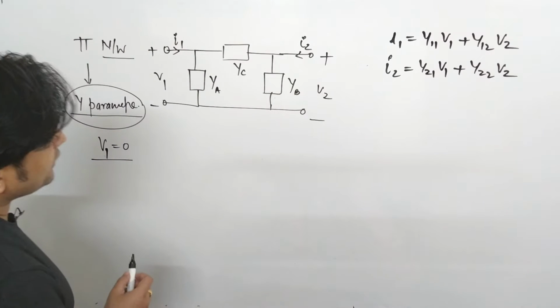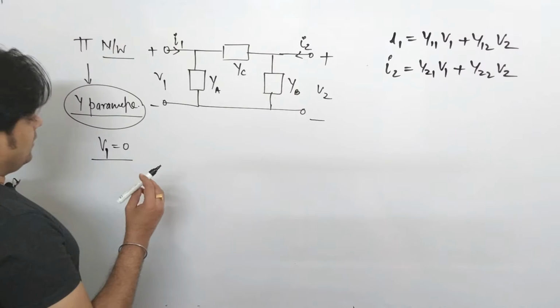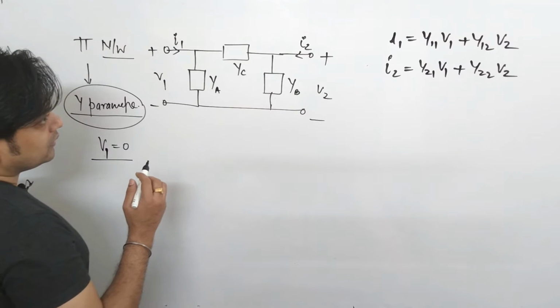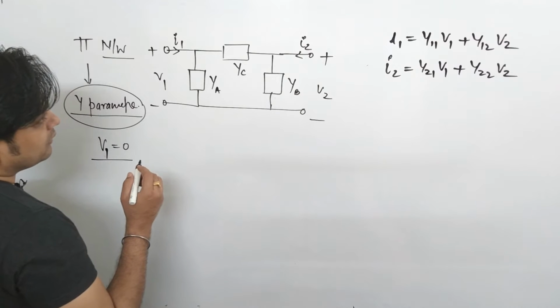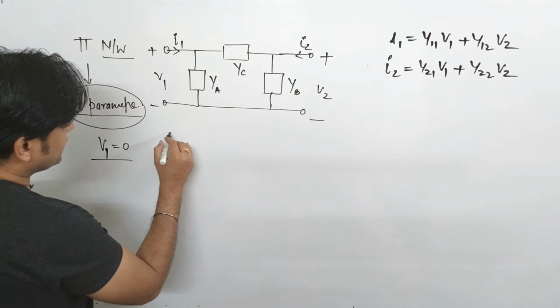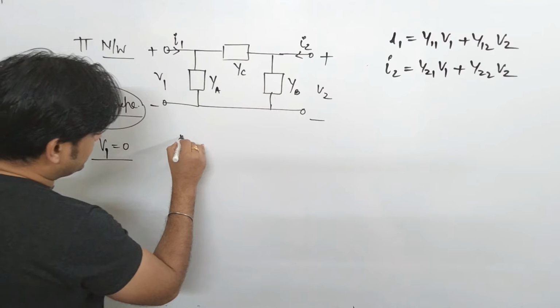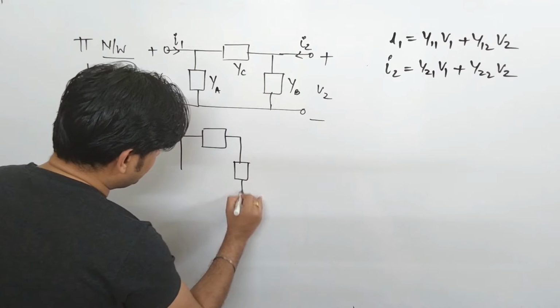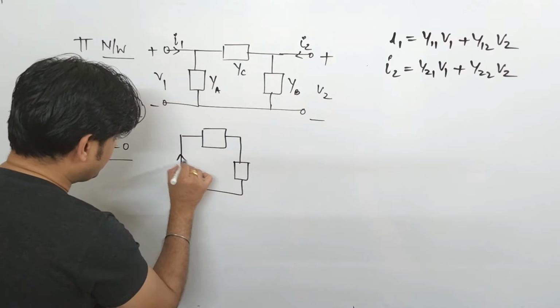So this was our port equation. Now V1 we will take as 0. So what will happen? Once again we will redraw the circuit. So this will get short circuited. This is the admittance, this is the admittance, and it is in this form.